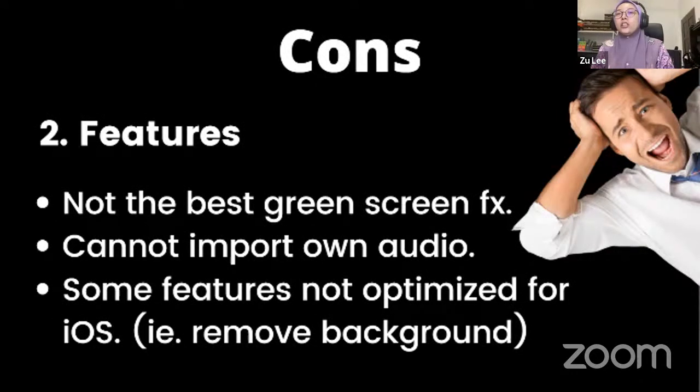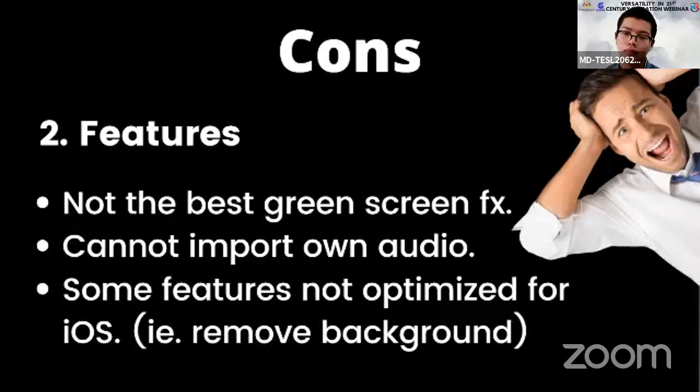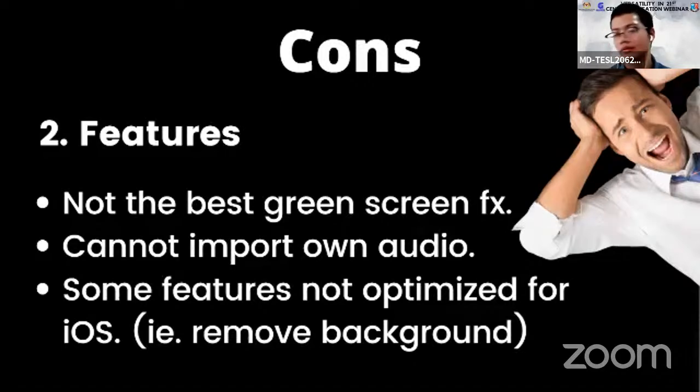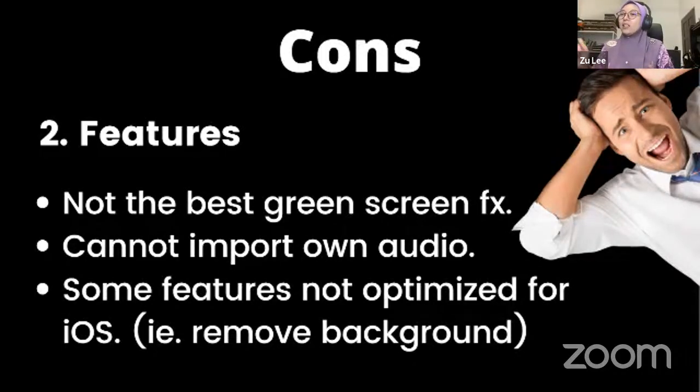Features. So here are the cons. Not the best green screen effect in the app, because when I use green screen for my videos, what it does is you pick a color, for example, green, and then you increase the intensity, and then it deletes a lot of parts of my body. The app is not that great yet. So you have to add shadow to balance it out, which is why in a lot of videos you see me wearing black a lot.